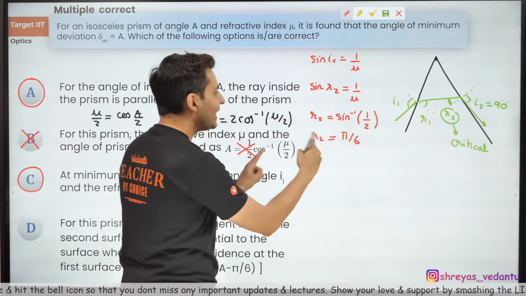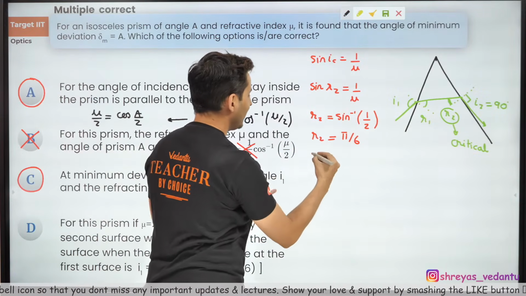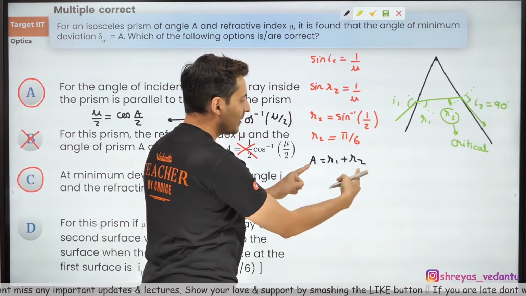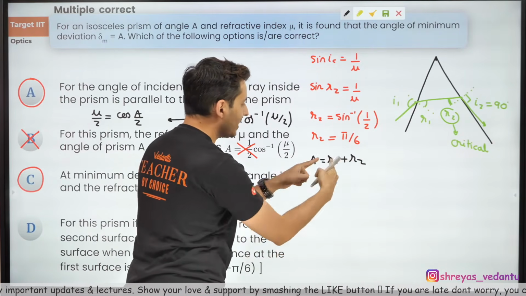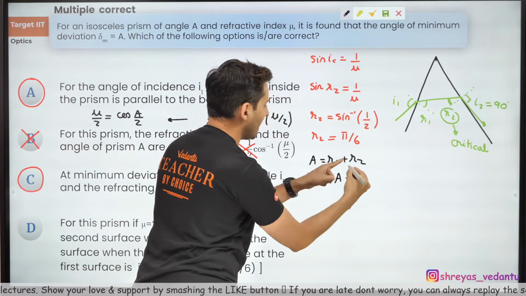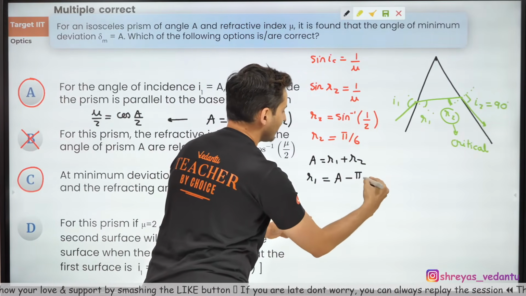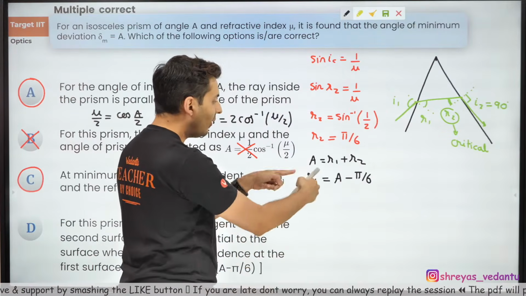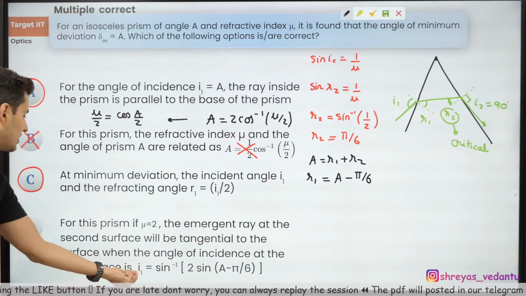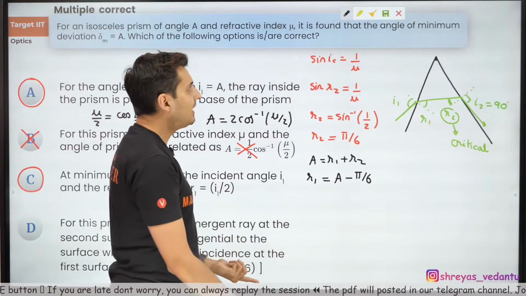Very good. Now we all know that A is R1 plus R2. If I put R2 over here, I think I can get R1. So R1 will be A minus R2. R2 is pi by 6. Interesting. Why did I find R1? Because I can find I1. Because that's the final question. What is I1? How do I find I1?